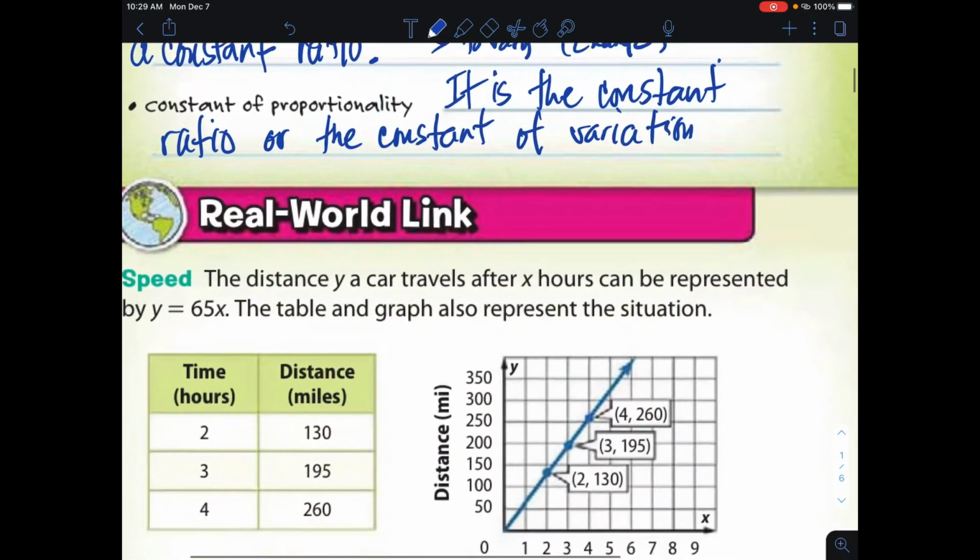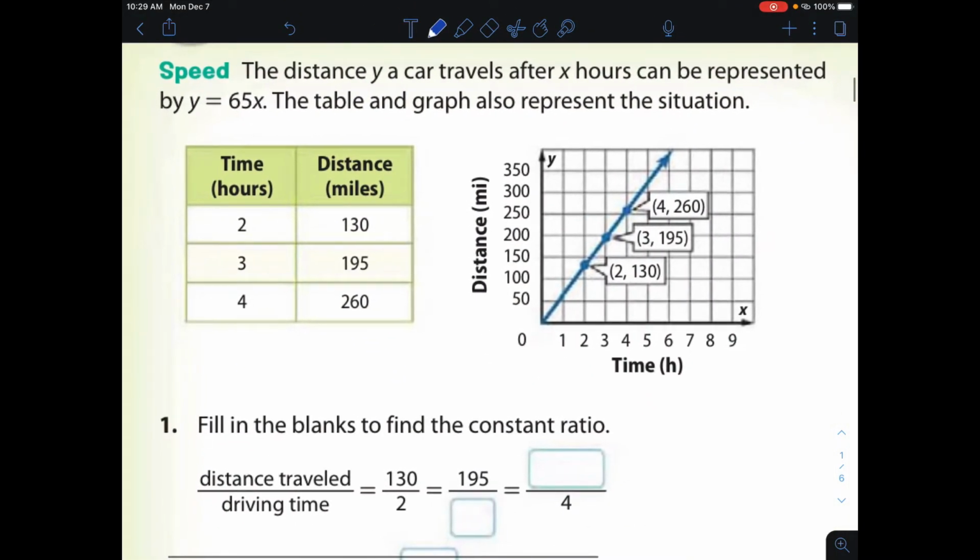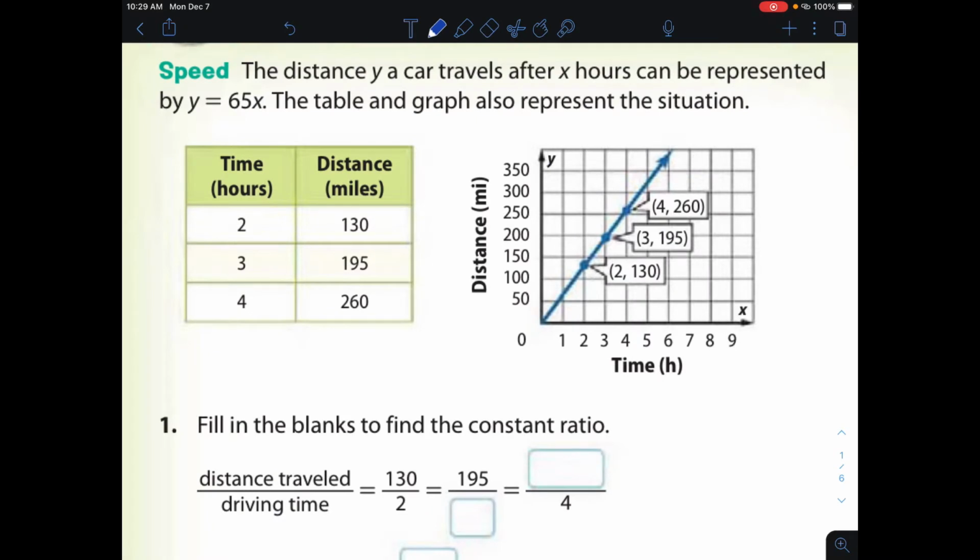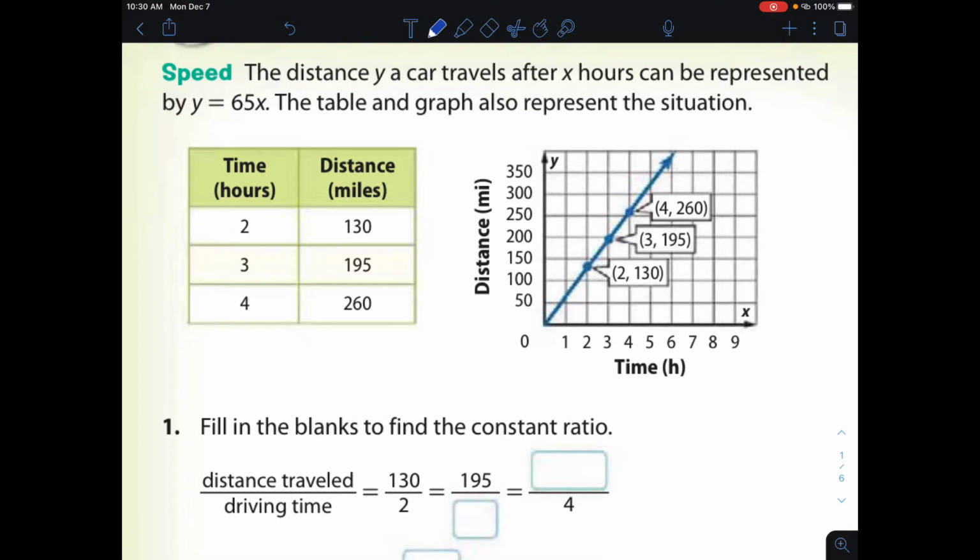So let's take a look at the real world link and see how this works in the real world. This distance y a car travels after x hours can be represented by the equation y equals 65x. The table and the graph also represent this situation. Now, before we analyze this particular problem, let's take a look at the equation y equals 65x.